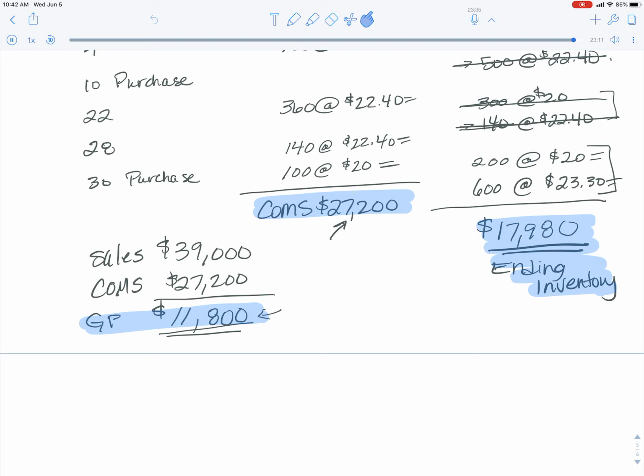Now, I know there's a fourth cost flow assumption, weighted average, but I'm not going to ask you to do the weighted average cost flow assumption for the perpetual method. But I do want you to know LIFO and FIFO when we're using the perpetual method.